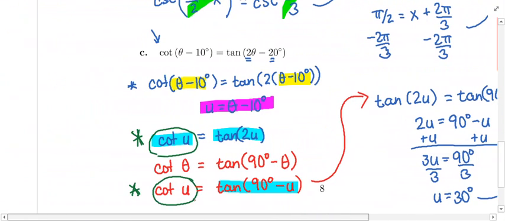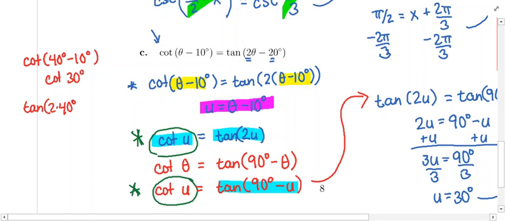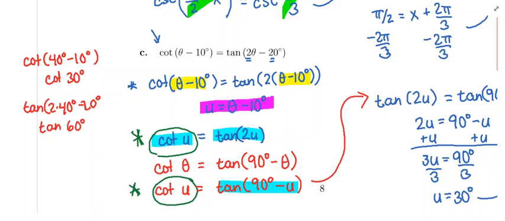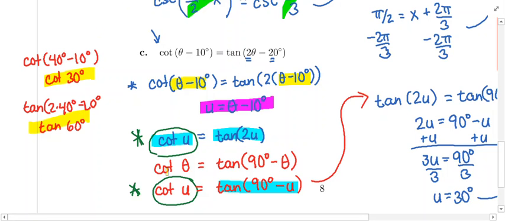We can check on our calculator. Go back to the original equation and replace theta with 40 degrees. So we're going to be looking at the cotangent of 40 degrees minus 10 degrees. So we need to look at the cotangent of 30 degrees and compare that to the tangent of 2 times 40 degrees minus 20 degrees. So we're going to be comparing to the tangent of, this is 80 degrees minus 20 degrees. That's going to be 60 degrees. So we need to look at these two decimal approximations and make sure they match.